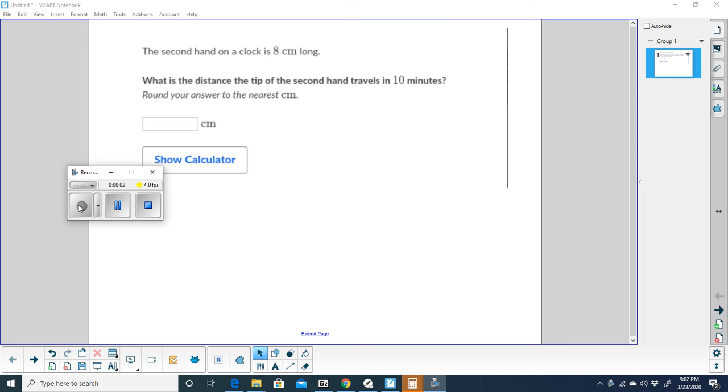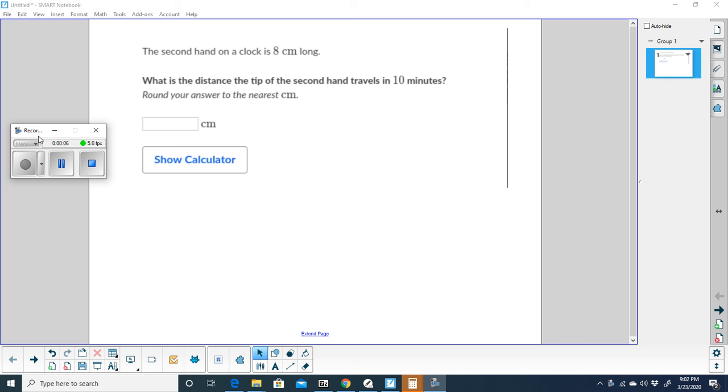So a student asked me to answer this question. The second hand of a clock is 8 centimeters long. What is the distance the tip of the second hand travels in 10 minutes? And it says round your answer to the nearest centimeter.